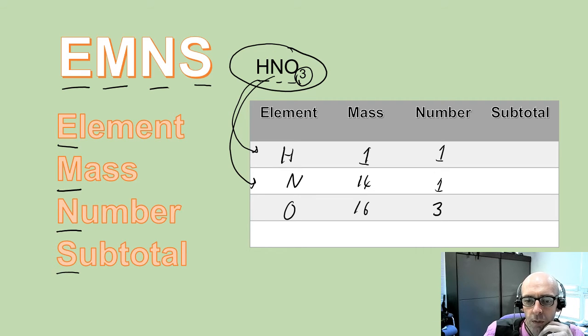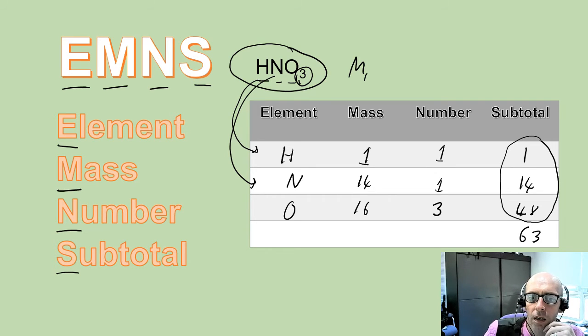And then I work out my subtotals. Well, 1 times 1 is 1. 1 times 14 is 14. And 3 times 16 is 48. So my subtotals are here, and then I add them all together. 48 and 14 is 62, plus 1 is 63. That means the Mr, the mass of this molecule, equals 63.